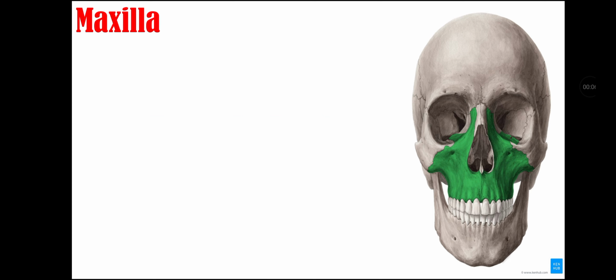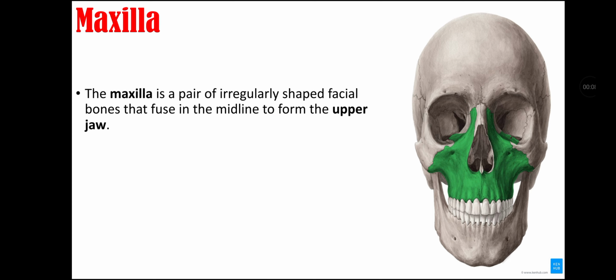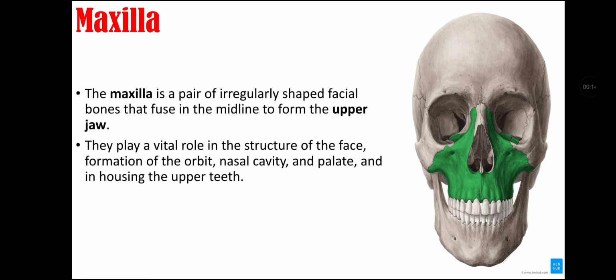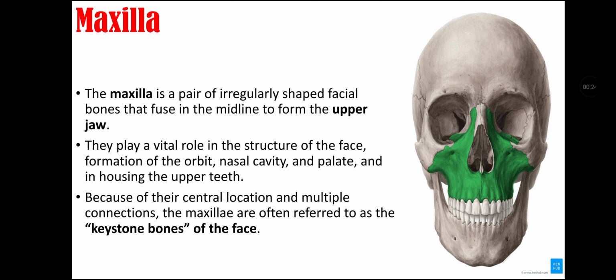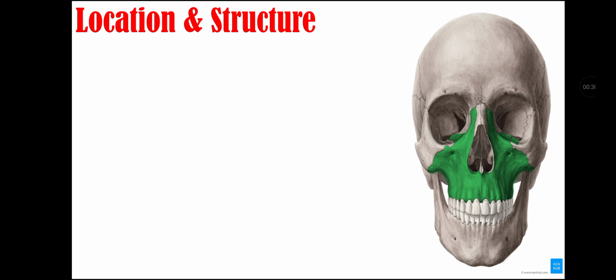So let's start our topic with introduction. Maxilla is a pair of irregularly shaped facial bones that fuse in the midline to form the upper jaw. They play a vital role in the structure of the face, formation of the orbit, nasal cavity and palate, and also in the housing of upper teeth. Because of their central location and multiple connections, the maxilla are often referred to as the keystone bones of the face.